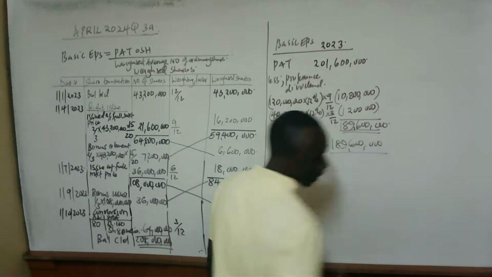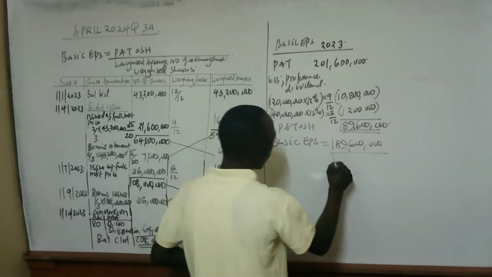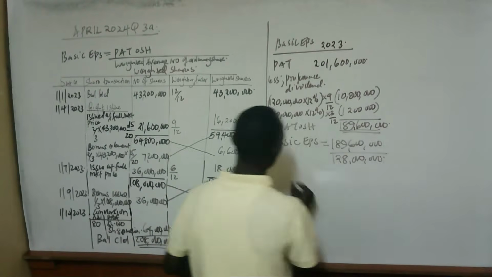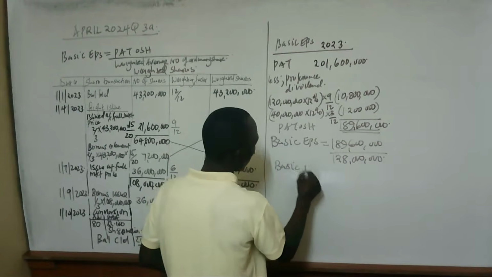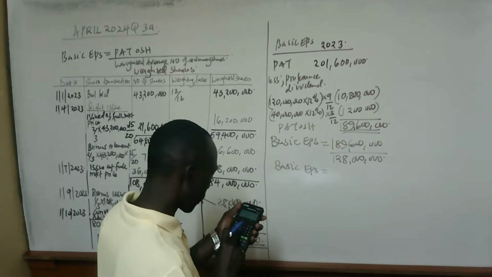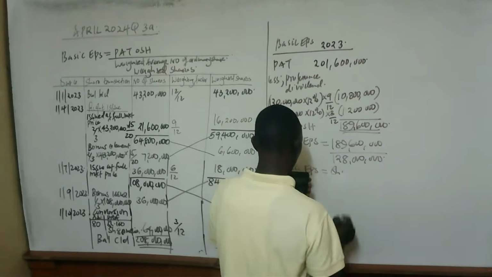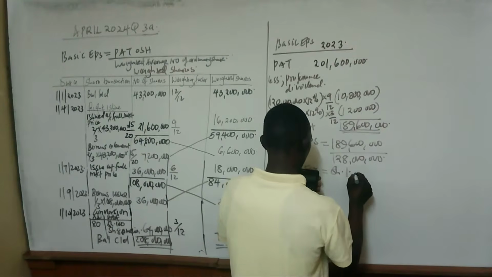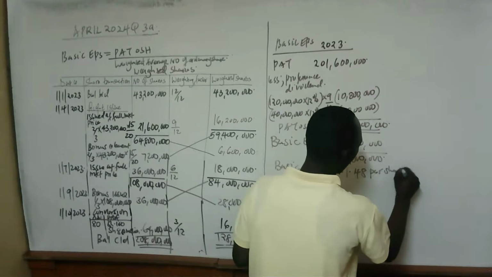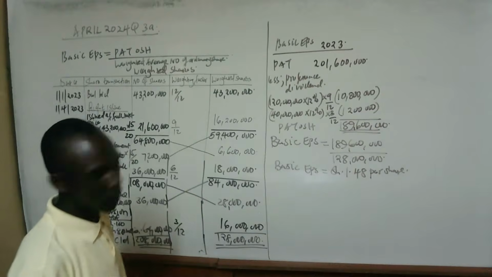So our basic EPS will be 189,600,000. Then we divide by the weighted shares. And the weighted shares were 128 million. So therefore, our basic EPS in this case is going to be how much? We divide by 128 million. And therefore, we have a basic EPS of shillings 1.48 per share. So that is how you come up with the basic EPS.